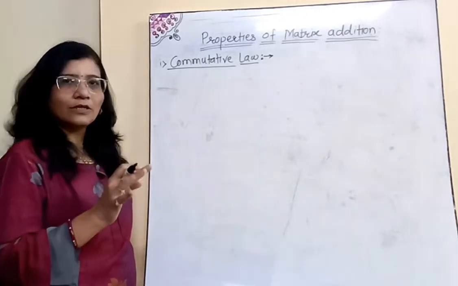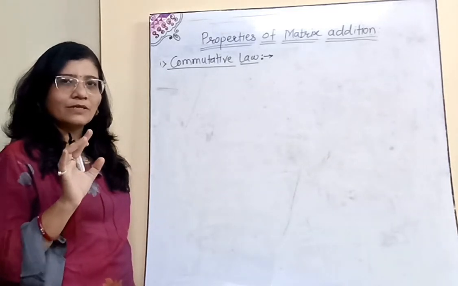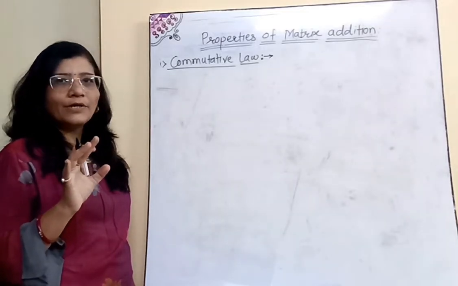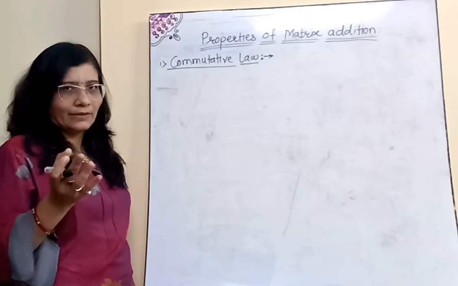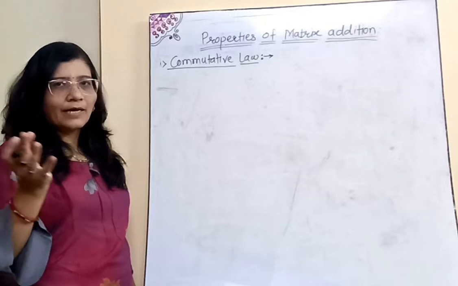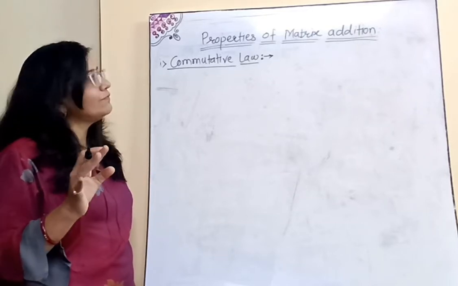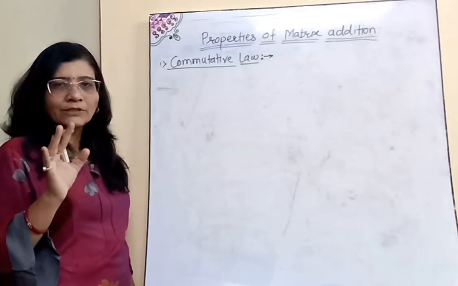Suppose, in general, addition in the natural numbers is commutative. What do we get about the commutative law? Commutative law means, if we add 2 and 3, the order doesn't matter. 2 plus 3 is 5 and 3 plus 2 is 5. Likewise, if two matrices are there, A and B, and they have the same orders.